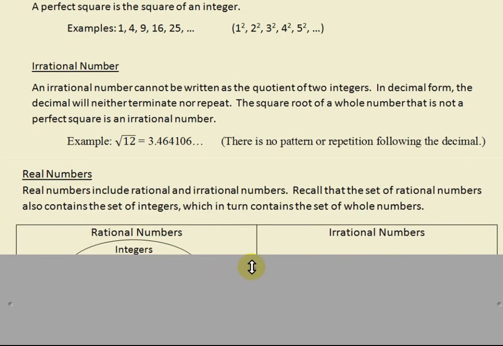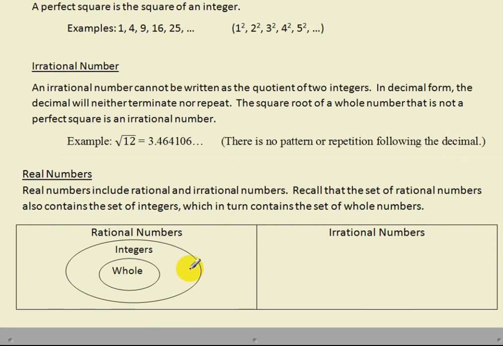So real numbers consist of rational numbers and irrational numbers. And remember that within the rational numbers, we also have the subsets of integers and whole numbers. So that came from an earlier section. Now we're looking at the second part of real numbers, which is irrational numbers.